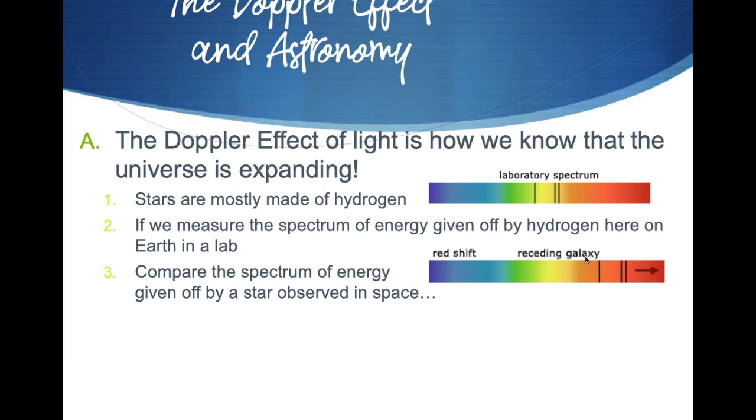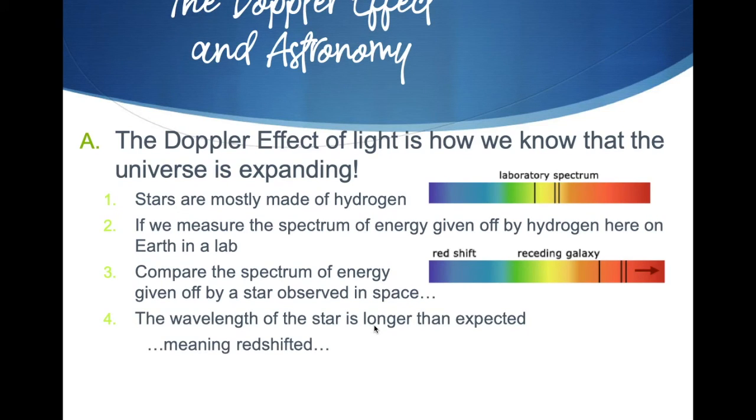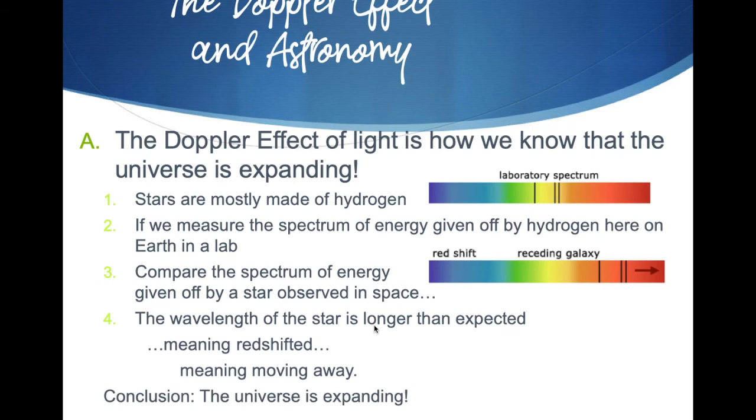This is the galaxy or the star that we're measuring, and you can see that normally the lines should be here, but now they're moved this direction towards the red end of the spectrum, meaning that the wavelength is longer than expected. This is called redshift, and since it's longer than expected, this means it's moving away. And then our conclusion is that the universe is expanding.